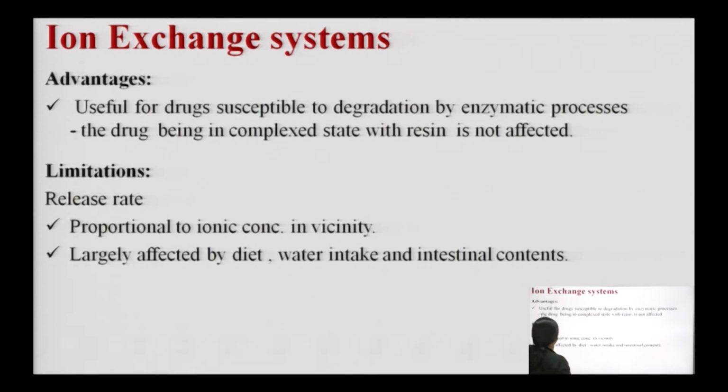The limitations: the release rate of the drug is proportional to the ionic concentration in the vicinity. That is, the presence of ions in the gastrointestinal fluid will have a direct bearing on the rate of drug release, because the drug will be exchanged for ions present in the GIT, and this ionic concentration in turn depends upon the diet, the water intake and other intestinal contents. So, it cannot be made totally independent of the external environment encountered by the system.